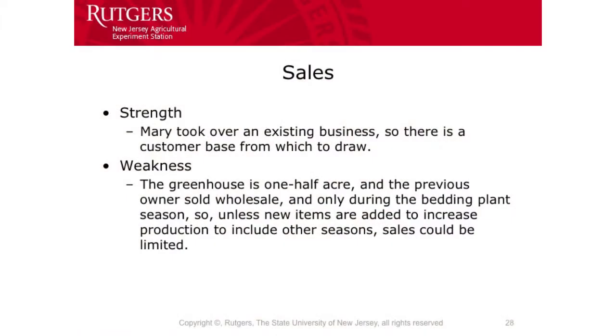In terms of sales, the strength is she took over an existing business, so she has existing customers. She can draw on those while she gets started. A weakness, we mentioned before, the previous owner sold only wholesale. She's only half an acre. So unless she increases in other seasons and other enterprises, she doesn't have a lot of sale potential.